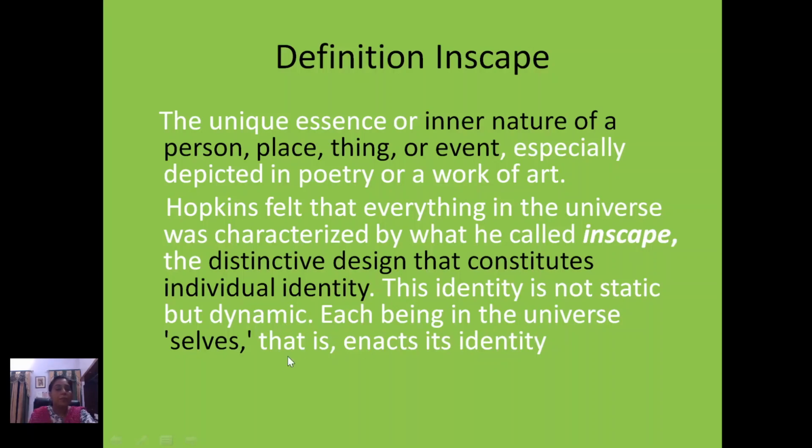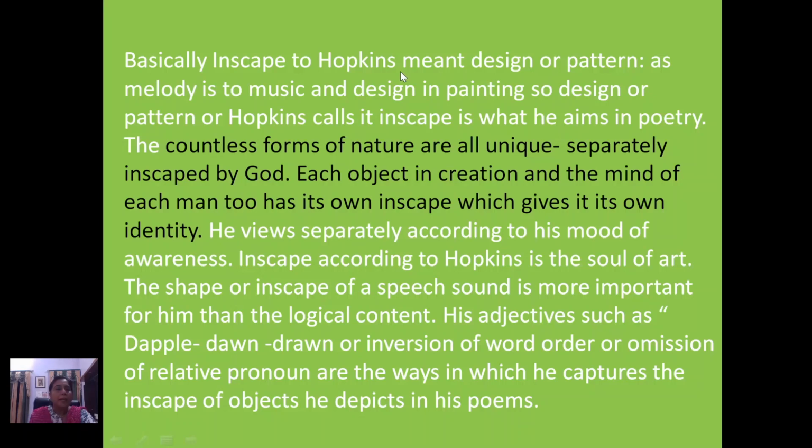Each being in the universe selves, that is, enacts its identity. So every person or every place has something of its own self, and that person or place or thing enacts its identity. This is the thisness of that person, which makes that person or that place or the thing unique in itself. So when you talk about that uniqueness, that definiteness, that distinctiveness, you call that thing the inscape of that person, place, thing or event. I hope it's clear.